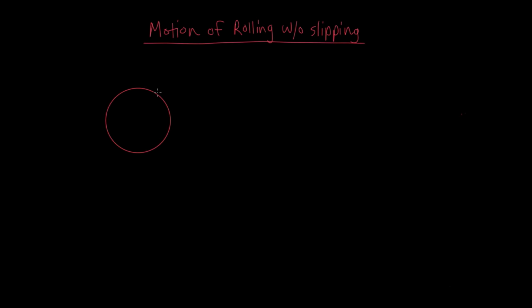So what I want to do in this video is analyze the different types of motion that an object can have. What I have over here is a circular object, and I want to analyze the motion of rolling without slipping. So here's the circular object that can roll, and let's say I coat or paint the surface of the object with green paint.